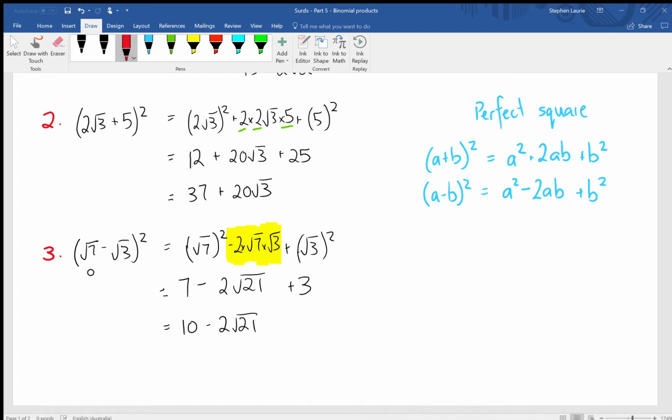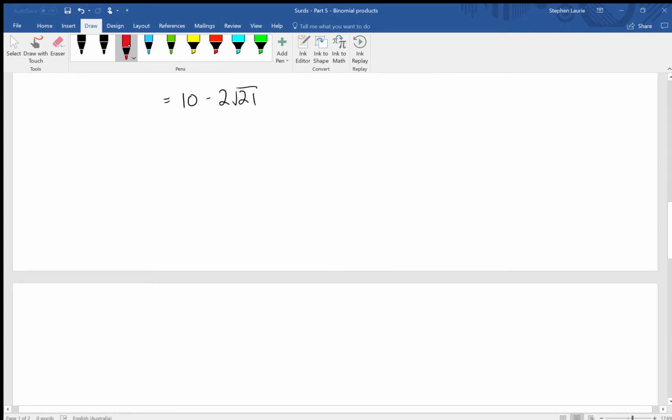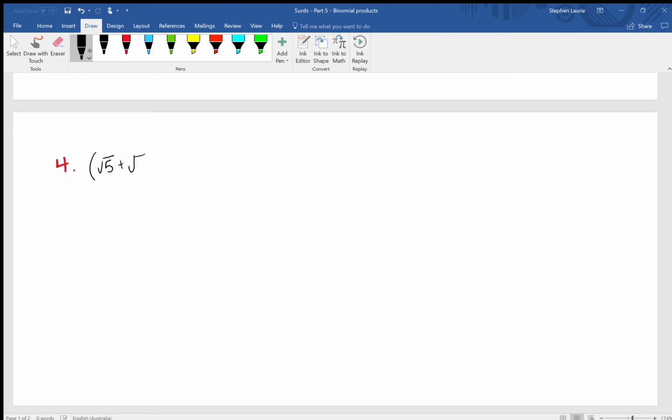Alright, example 4. The square root of 5 plus the square root of 2 multiplied by the square root of 5 minus the square root of 2. Have a little look at that. We could use the FOIL method, but is there something else that you recognise?